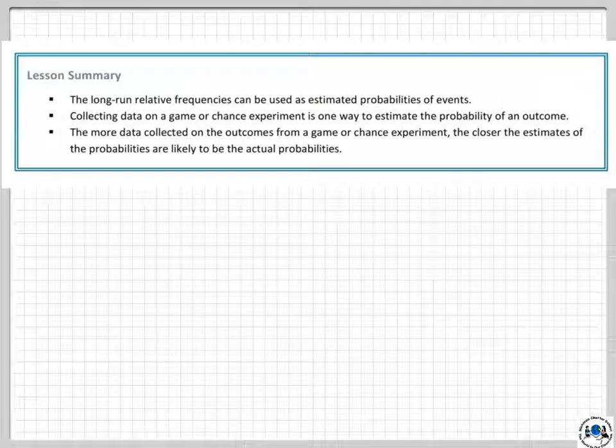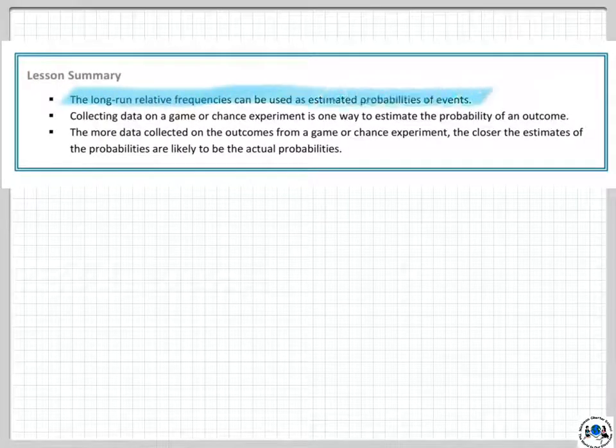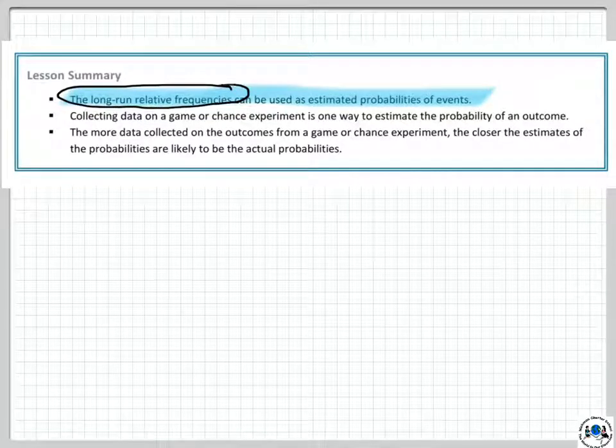Okay, and here's our lesson summary. Again, I hope this lesson was worth anything at all. The long run relative frequencies can be used as estimated probabilities of events. Okay, and this idea of long run, we didn't really do. 20 minutes would have been long run. You would have plenty of picks. But these long run relative frequencies, the longer the run, the greater the number of picks, in theory, should make our estimation better and better.